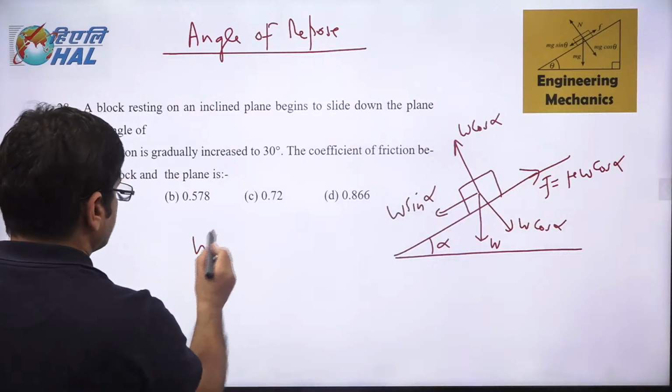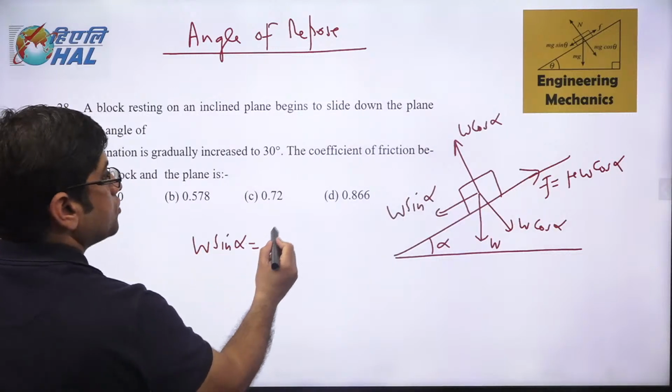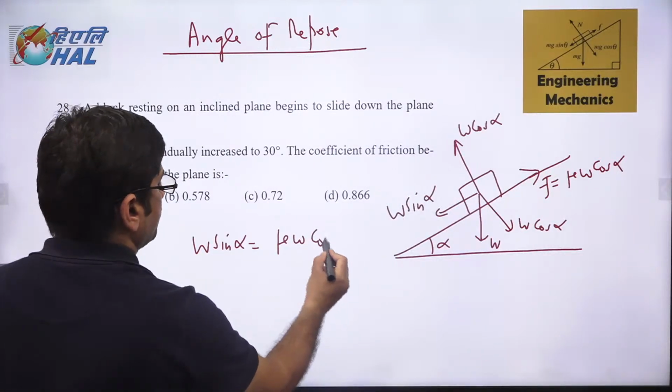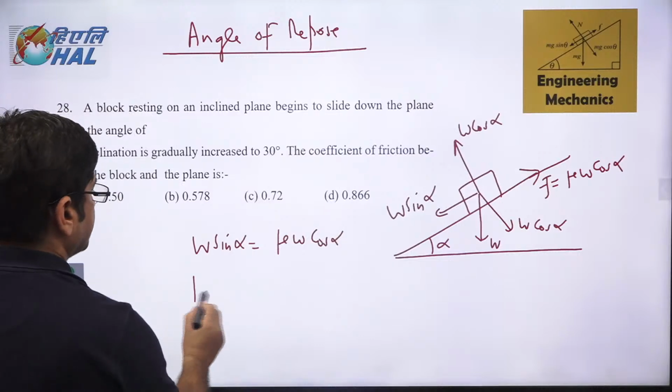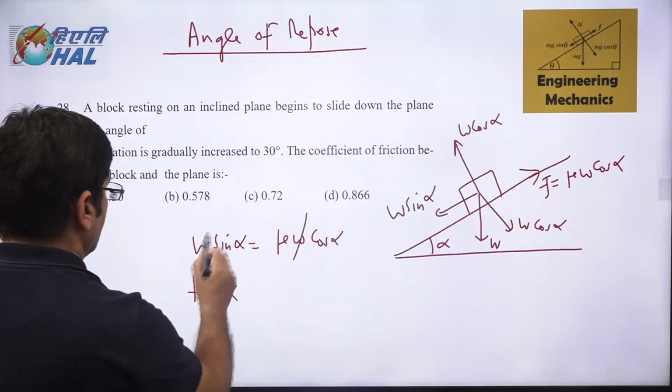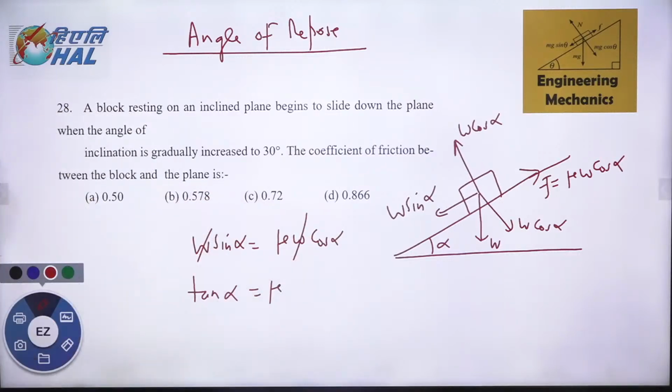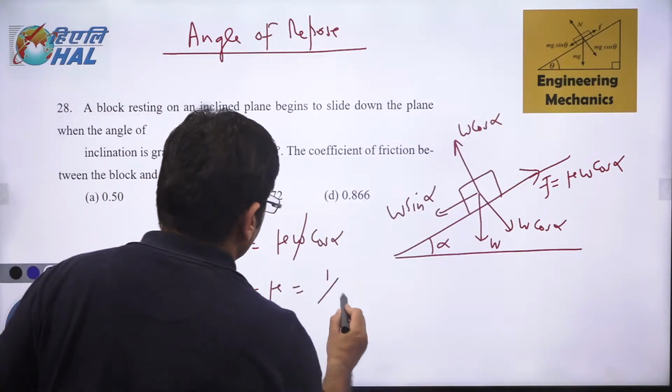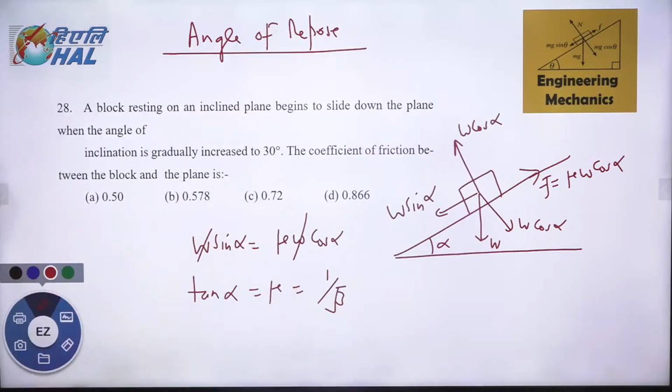So when W sin alpha is equal to mu W cos alpha, that means tan alpha, W gets cancelled out, is equal to mu. So coefficient of friction is tan alpha. And what is tan of 30 degrees? Which is 1 by root 3. So coefficient of friction is nothing but 1 by root 3.